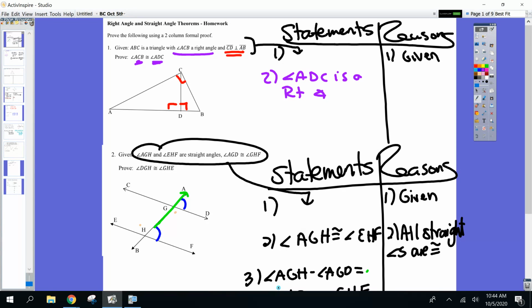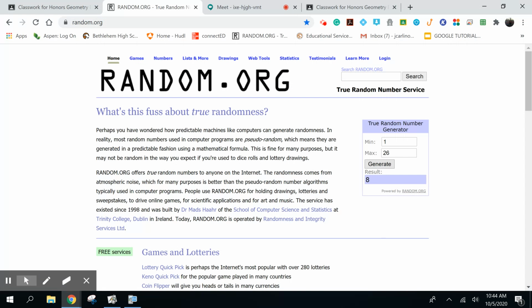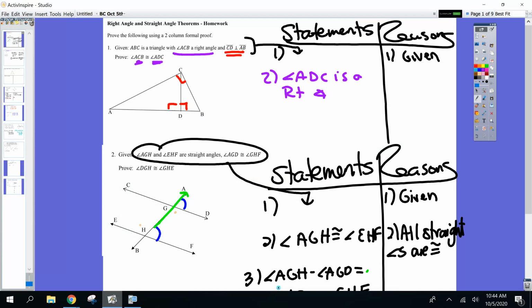How do we know it's a right angle? I'm going to be grilling you guys here. Here we go, Maeve. How do I know that's a right angle? Angle ADC. Definition of perpendicular. Perfect. I could also write perpendicular lines form right angles. Either one works.